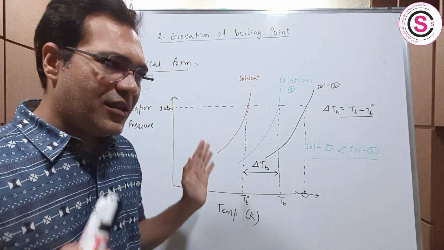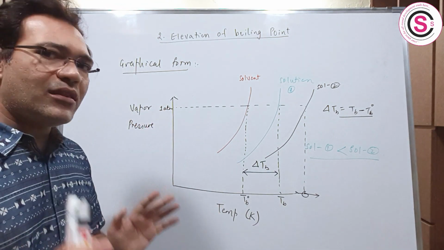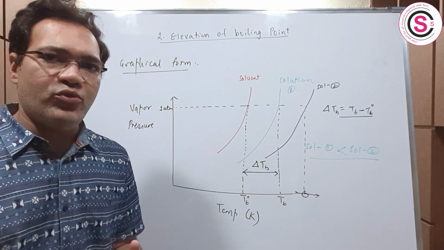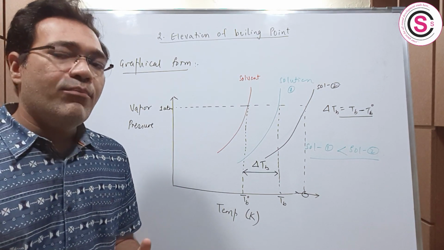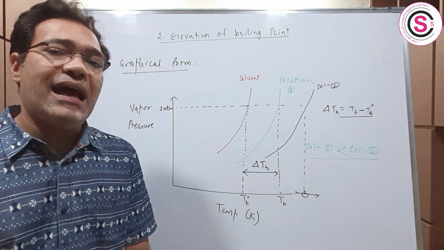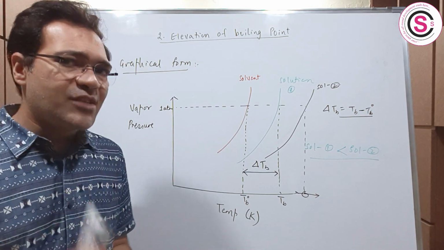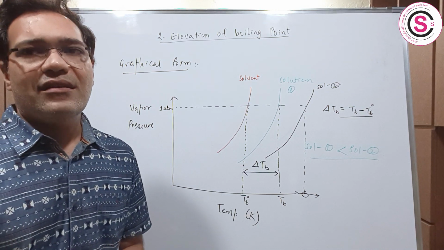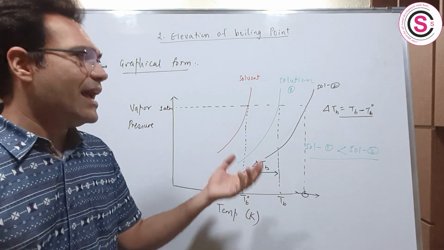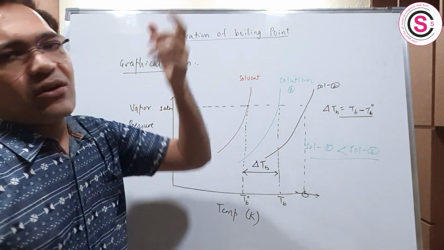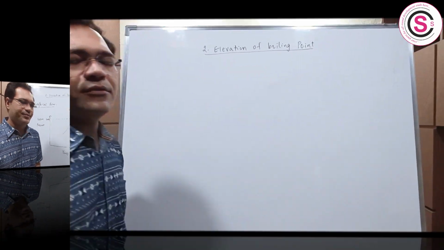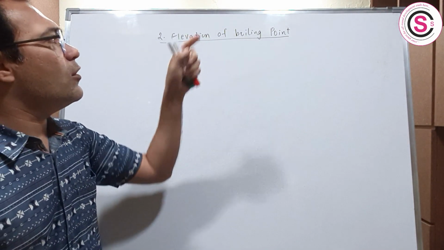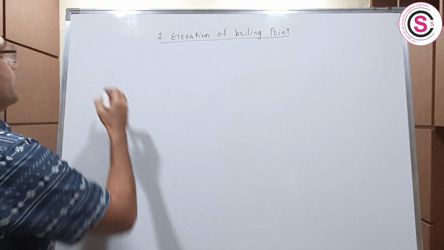So by this whole graphical thing, students, one thing is very clear, and that is that the more the concentration of the solution, the more will be the lowering of vapor pressure and the higher will be the boiling point. Such properties which depend upon concentration of the solutions are colligative properties, and hence the elevation of boiling point is a colligative property. Correct? Now students, let us understand the mathematical form of elevation of boiling point.